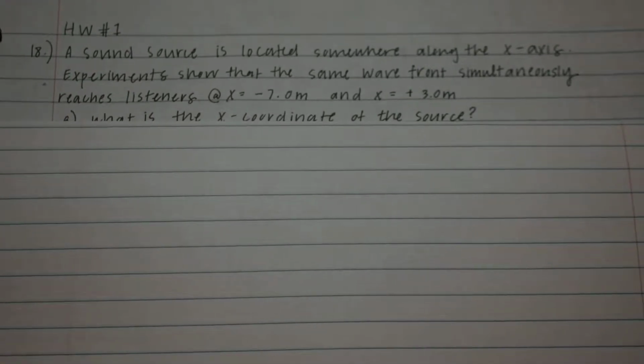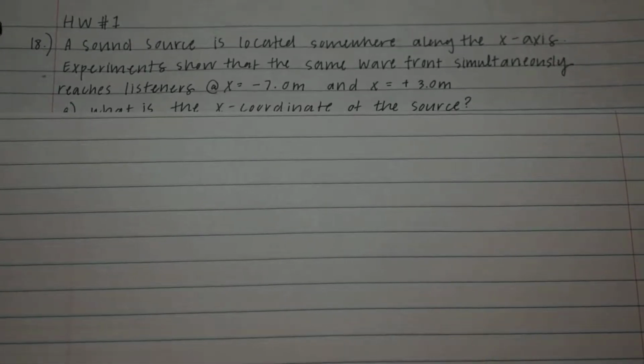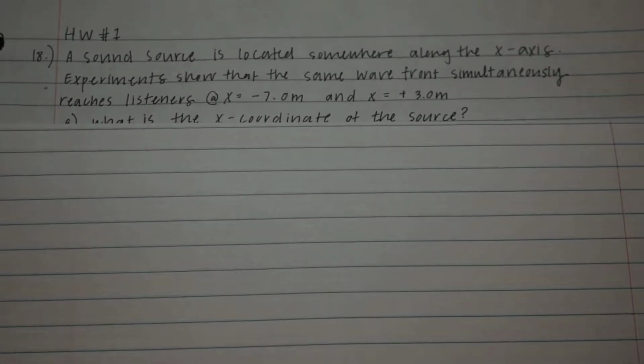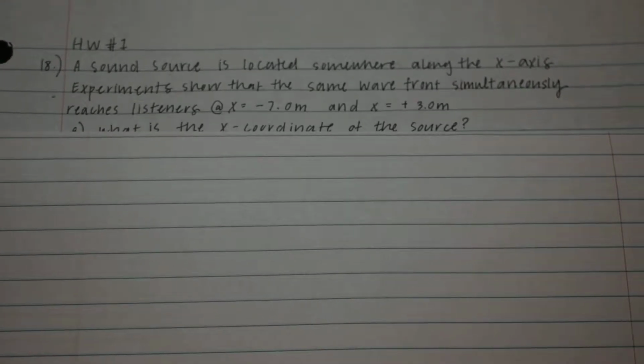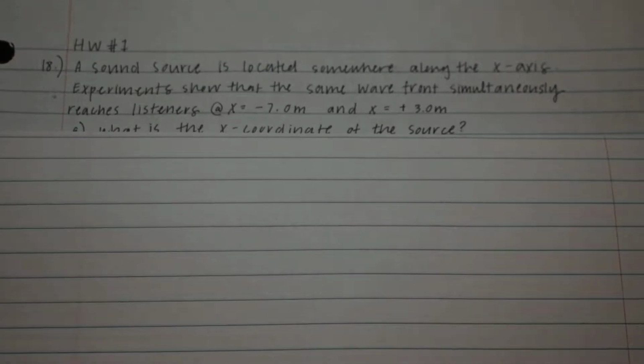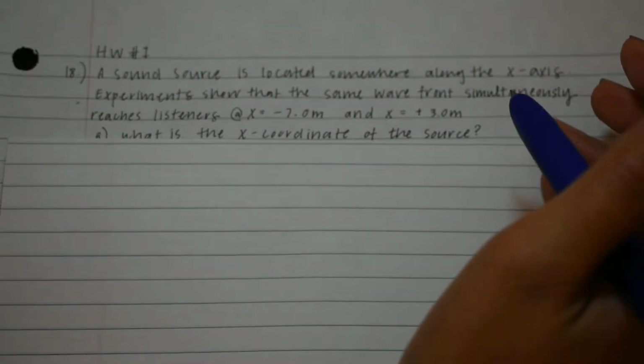Okay, this is homework 1, question number 18. A sound source is located somewhere along the x-axis, and experiments show that the same wavefront simultaneously reaches listeners at x is equal to -7 and x is equal to +3. Part A asks, what is the x-coordinate of the source?